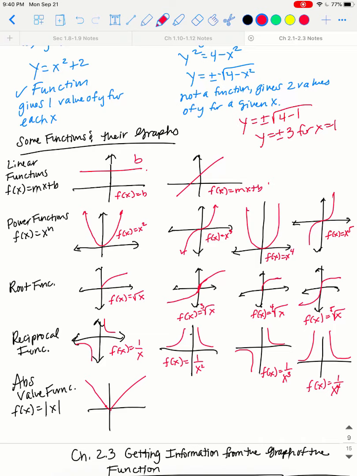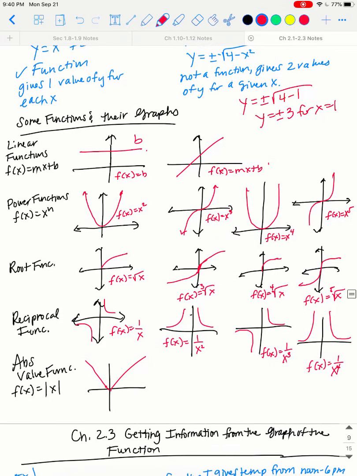We have our root functions. We have the square root of x, cube root of x, 4th root of x, and then 5th root of x. So notice again how the even powers are similar and then the odd powers also are. And then we have the reciprocal functions: 1 over x, 1 over x squared, 1 over x cubed, 1 over x to the fourth. Again, the even powers are pretty similar and the odd powers are. And then we have our absolute value function.